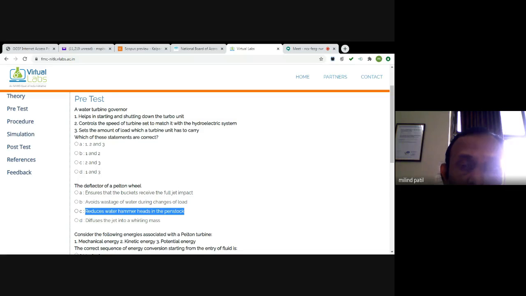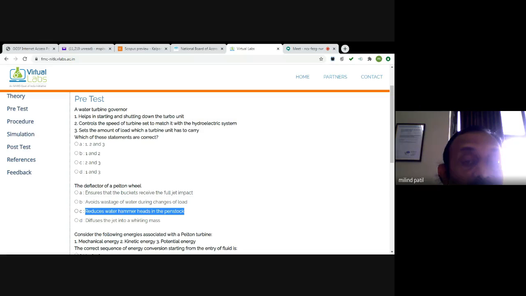So sudden movement of your spear rod inside the nozzle will always lead to a water hammer effect inside the penstock, and we have to have control over this water hammer effect. That's why we always provide a deflector that also moves with the nozzle.